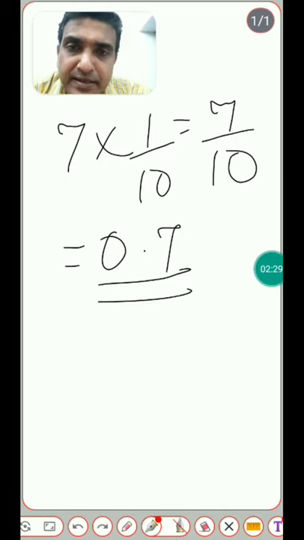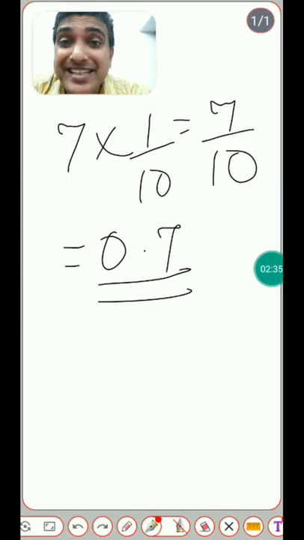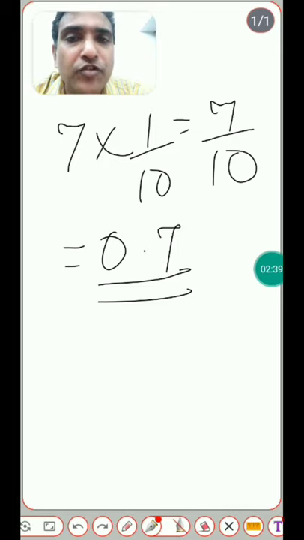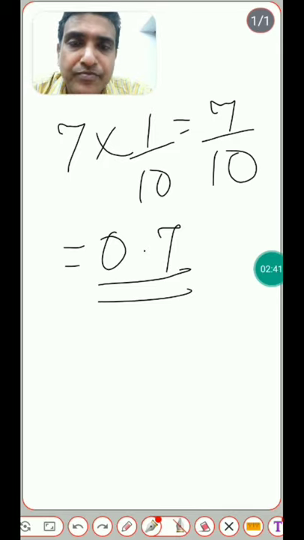If the denominator is an integer value, denominator integer aayidannal ingane cheyyam, first converting the decimal into fraction form, then apply the division rule of fractions. How? The one can be written in the reciprocal form and then multiplication. Okay, let's do one more.